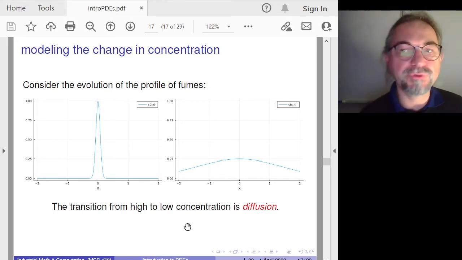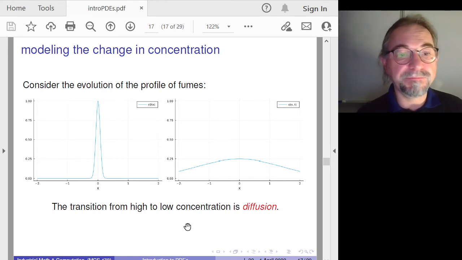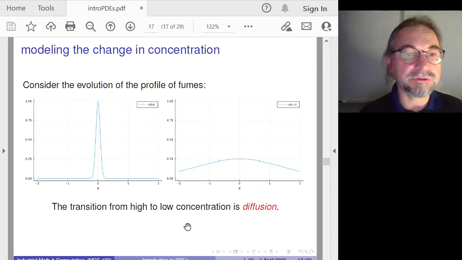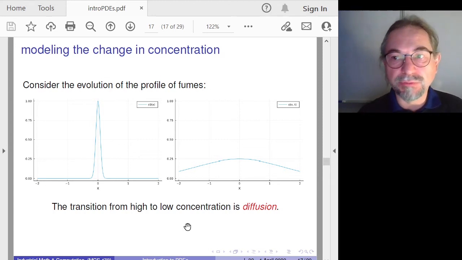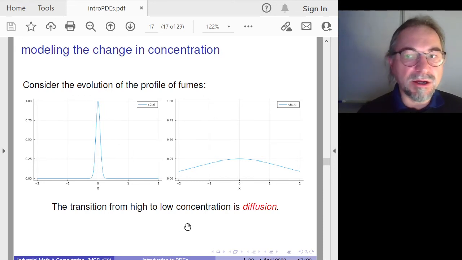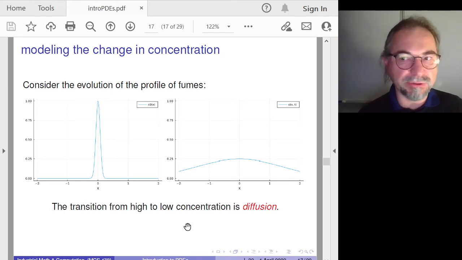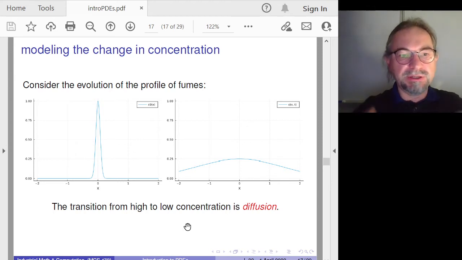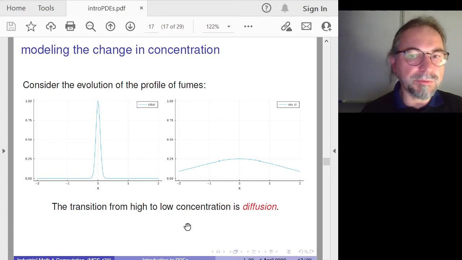So what is diffusion? Diffusion is the transition from a high concentration to a low concentration. The profile at the beginning of time is very highly concentrated at the origin, which is the location of the smokestack. The plant stops, and this is on a day when there is no wind. So you expect that the fumes will spread out and there will be a diffusion process going on. So we want to model this.